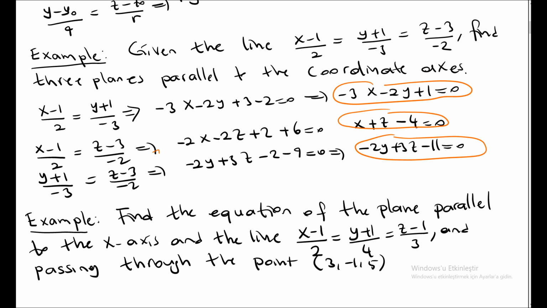Okay, let me change this line, okay? So, yeah. Okay, let's do this way. So, this one. So, z equals 5, okay? I changed the line. So we are looking for the plane which is parallel to both the x-axis and the given line, and also it's passing through this point.